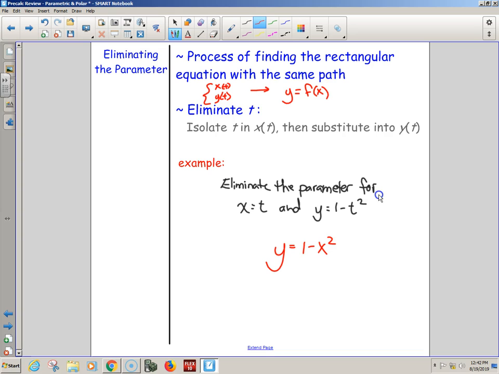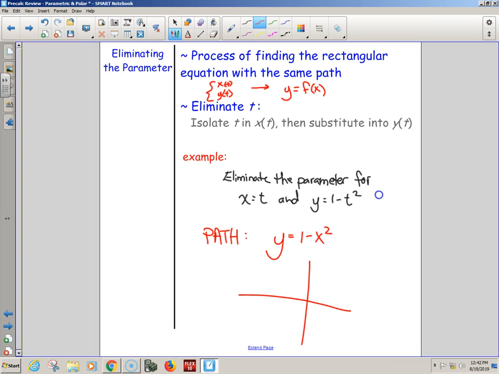So the path, awkward. The path is just a parabola that's been shifted up 1. But what does this not tell me that the page before did tell me? The direction, like I don't know if it's bouncing from the left to the right or the right to the left. I don't know the direction of movement on the path of the particle or the car or the person or whatever. And what else don't I know?